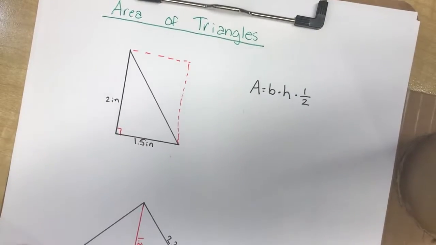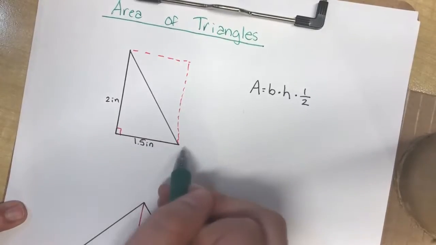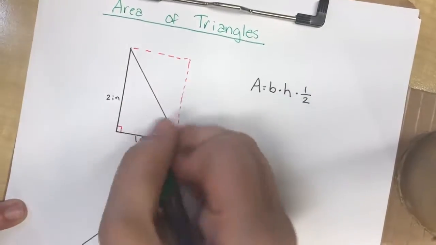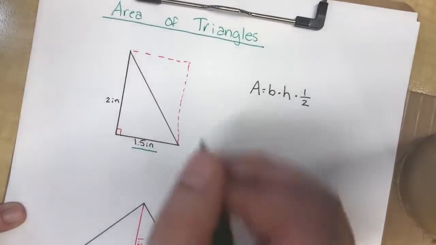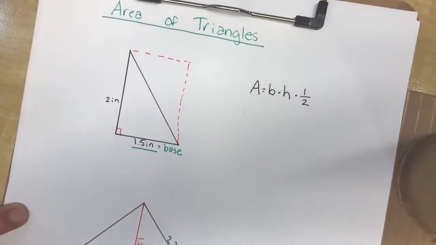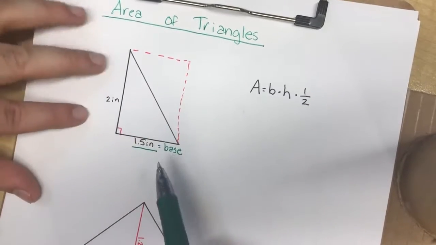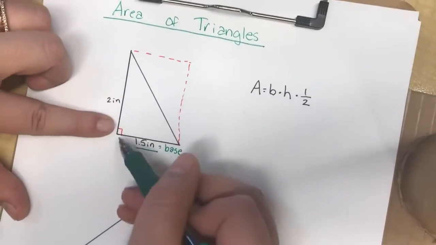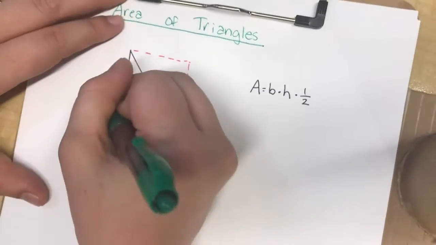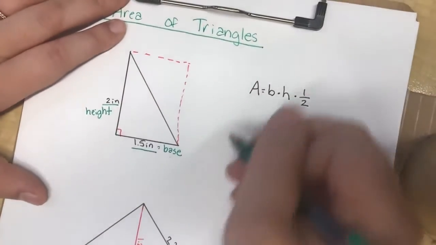Okay, so next we need to identify our base. Base is always going to be this bottom flat measurement. So this is base. And then I'm going to remember that height has to be perpendicular to the base. So it has to make a right angle. So this must be my height. Okay, now I can plug it in.